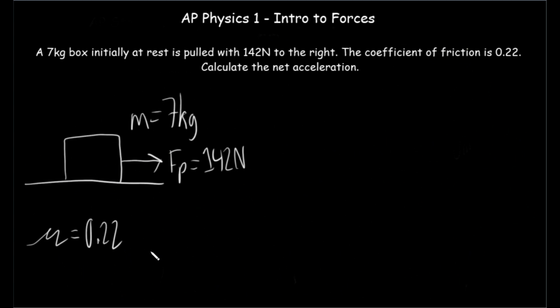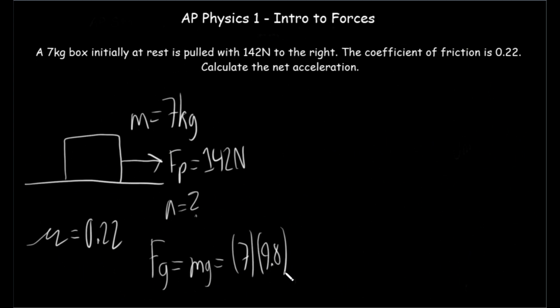And we're trying to figure out our net acceleration in the x direction, obviously, because it's not going to be moving in the y direction. Force of gravity, we can just calculate for. We have m and we have g. Get 68.6 newtons. And this is also equal to our normal force.